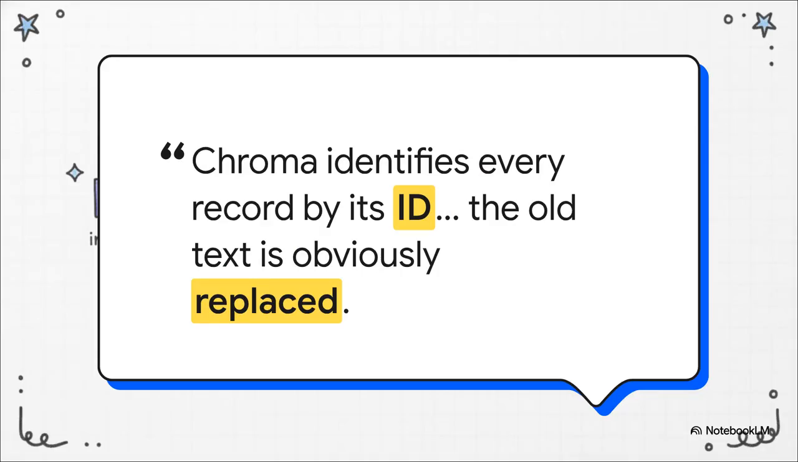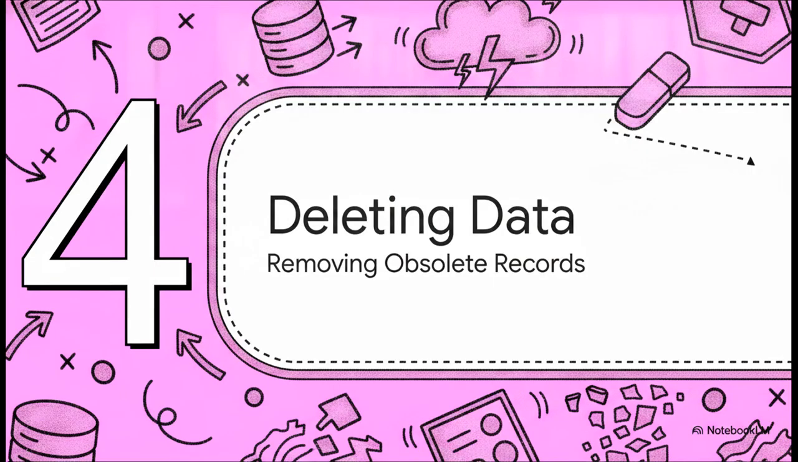Actually, I want to pause right here and really emphasize this rule because it is literally the golden rule of ChromaDB management. Chroma identifies every record by its ID. When you update using the same ID, the old text is replaced. Seriously, your unique ID is your master key. It's the one identifier that ensures you're modifying the correct piece of memory without accidentally duplicating data or completely breaking your database structure.